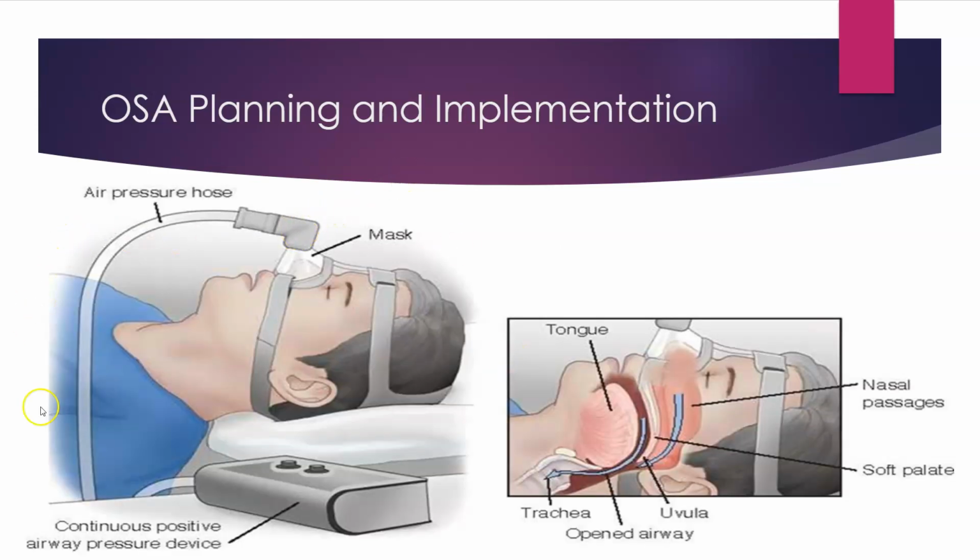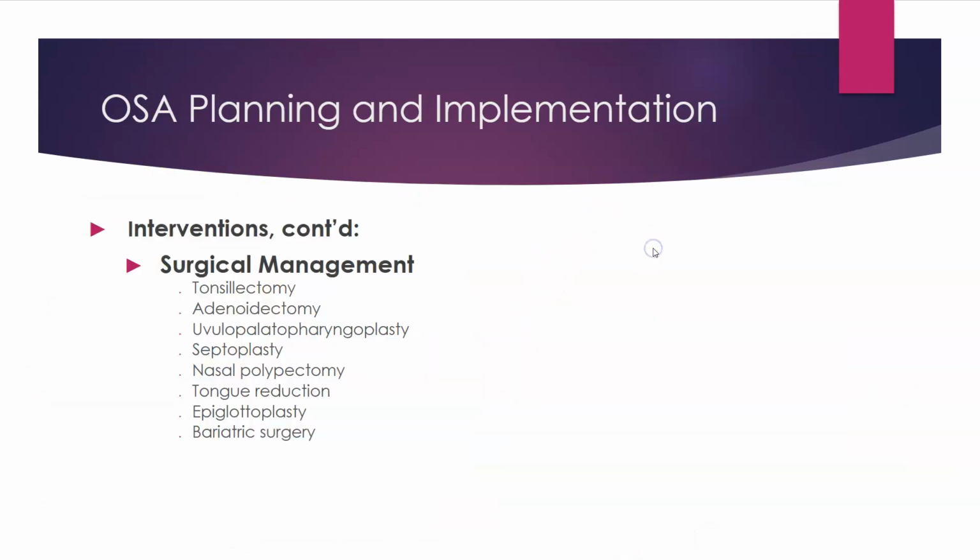So here's this picture of the CPAP machine with the mask and pressurized hose, and it just provides constant airway pressure in to expand those airways. Like I said, surgical management can be done with tonsillectomy, adenectomy, so removing some of those soft tissues and trying to open up that airway. Bariatric surgery is one of those things we can do too in regards to weight loss and weight management.